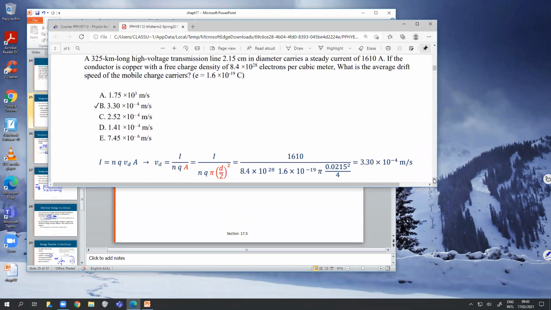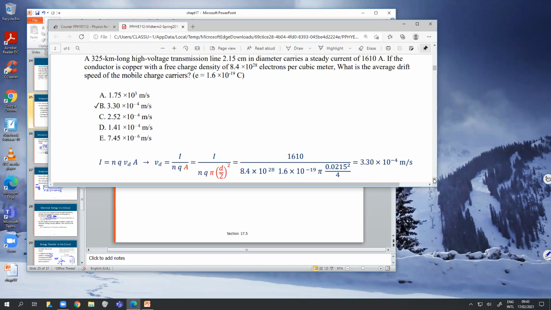Right, next question. Question number 3. A 325 kilometer long high voltage transmission line. Okay, I'm on the next. Hind, are you talking about this one or the previous one? This one, okay. We are going to do it now. Okay, right. You are talking about this one, right? The one I am currently looking at.